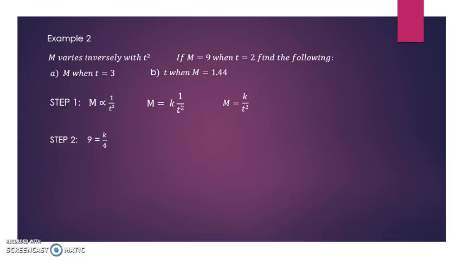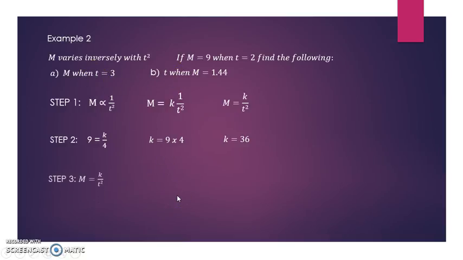Next, step 2, we're going to find the constant. So we use the information in the question. m is 9 and t is 2. So 9 equals k divided by 2 squared, which is 4. If we multiply both sides by 4, k is 9 times 4, k is 36. So now we have the constant is 36. We can now answer our questions A and B.